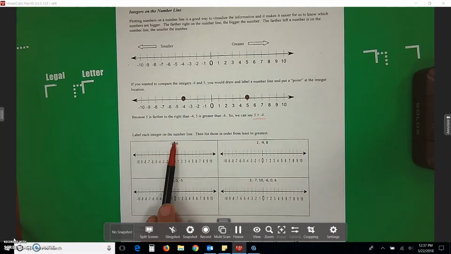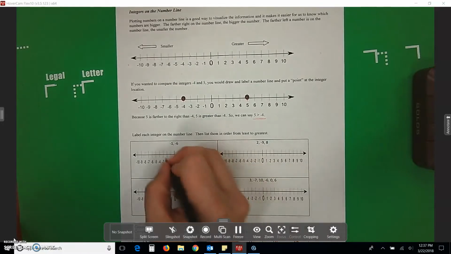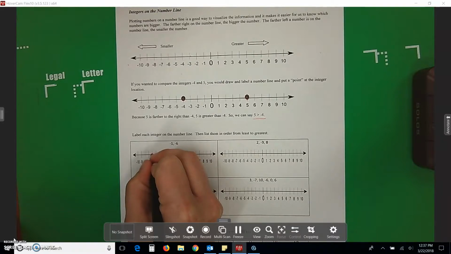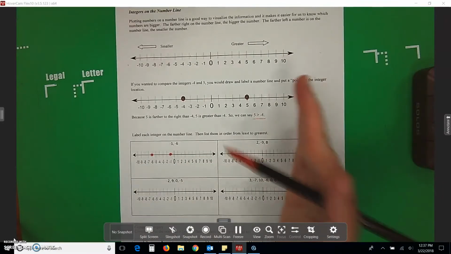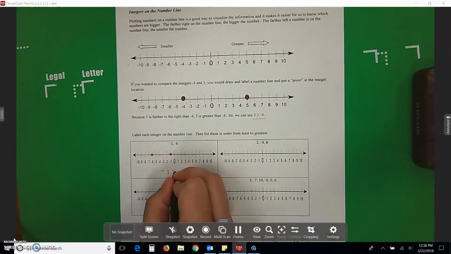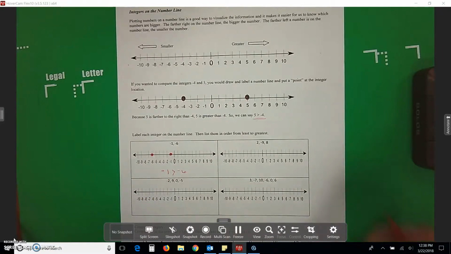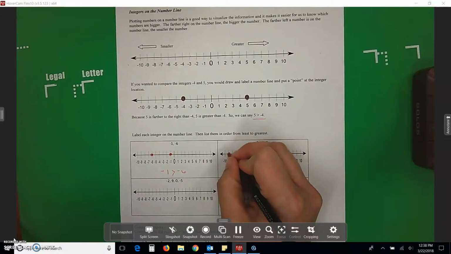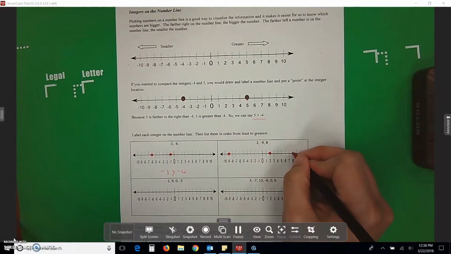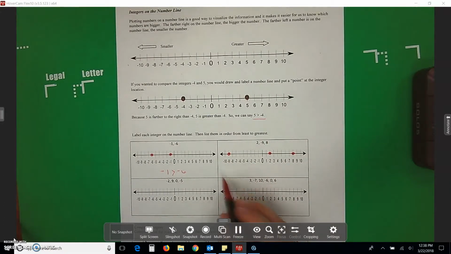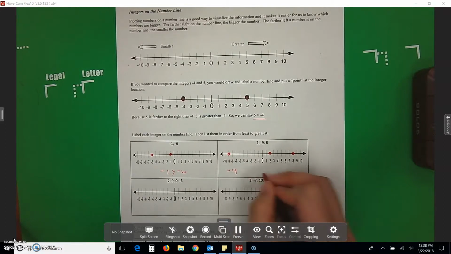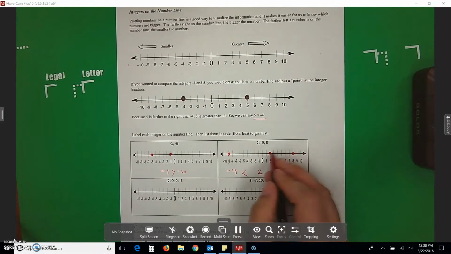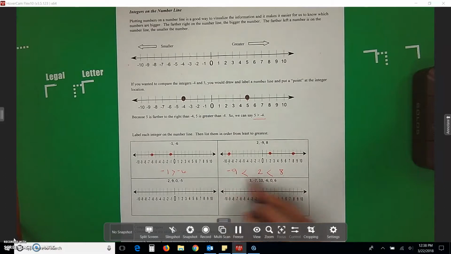So label each integer on the number line, list them in order from least to greatest. So we have -1 and a -6. Because -1 is closer to this side, that means that -1 is greater than -6. If we do 2, negative 9, and positive 8, I'm going to start from my left side. I'm going to do negative 9, 2, 8. Well, negative 9 is way less than 2, and 2 is way less than 8. So you can put 3 in a row like that.